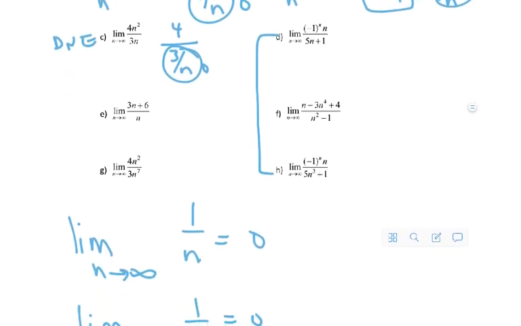In E, the biggest exponent of n is n to the first. So if you divide everything by n, you get 3 plus 6 over n, and then in the denominator, you get 1. Well, this goes to 0, and you're left with 3 over 1, which is 3.